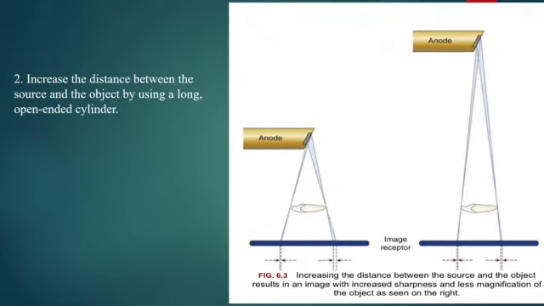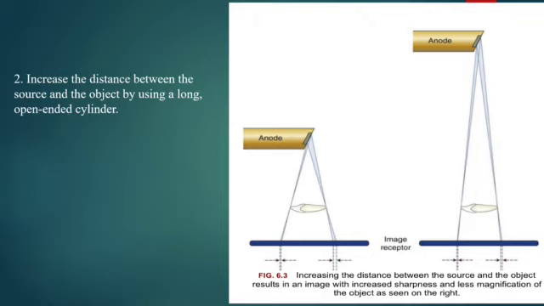Moving on to the second point: increasing the distance between the source and the object by using a long open-ended cylinder. Increasing the source-to-object distance reduces the geometric unsharpness by reducing the divergence of the X-ray beam. A longer source-to-object distance yields photons whose paths are almost parallel at the object and minimizes the unsharpness. To facilitate making images with a longer source-to-object distance, many manufacturers locate the X-ray tube receptacle within the X-ray housing.